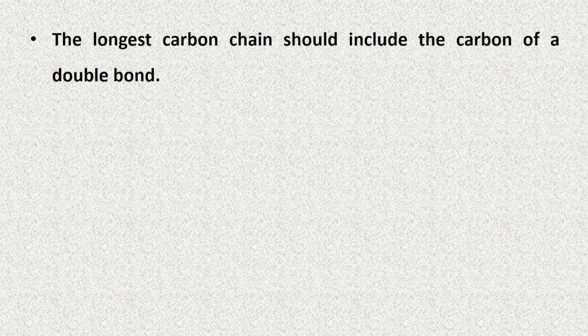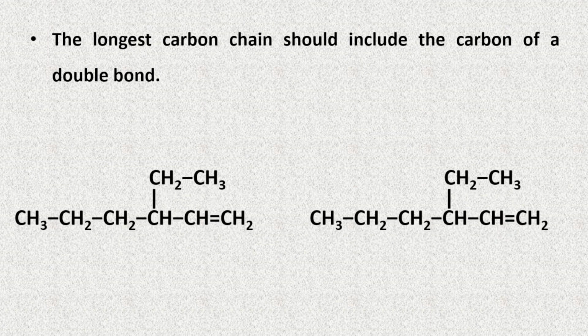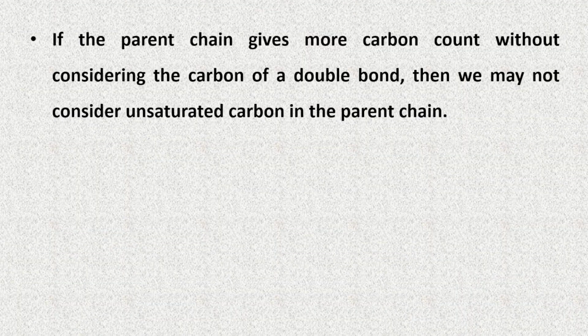The longest carbon chain should include the carbon of a double bond, but it is not compulsory. In this compound, we can select the parent chain in 2 ways, and both of the ways give a 6 carbon base parent chain. However, the first one is correct as it includes the carbon of a double bond.